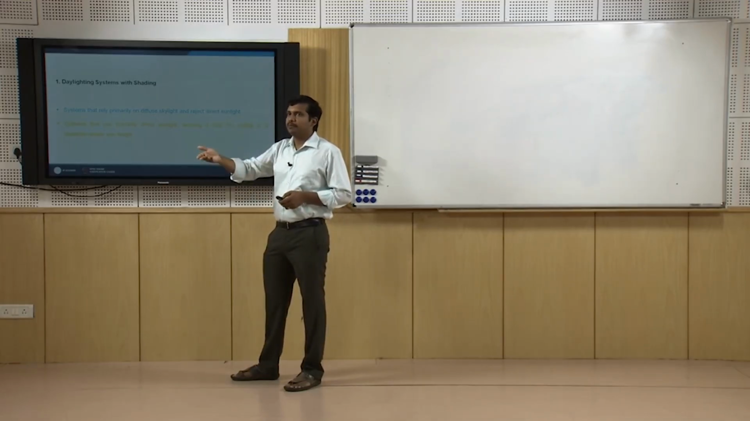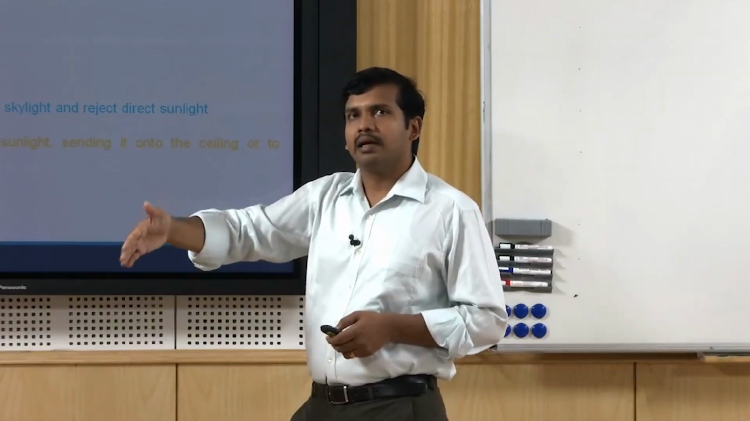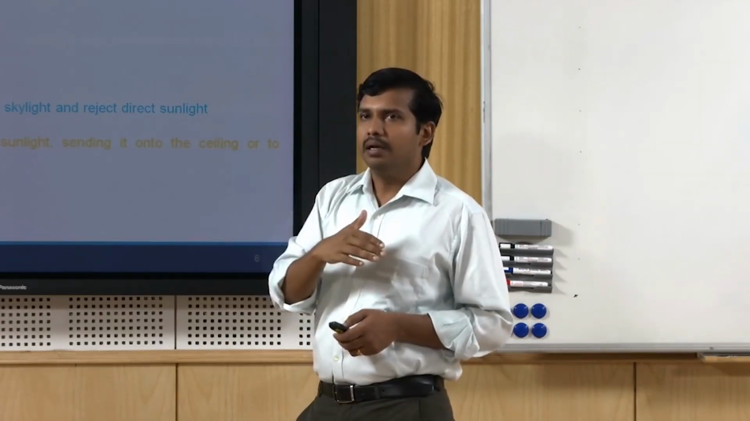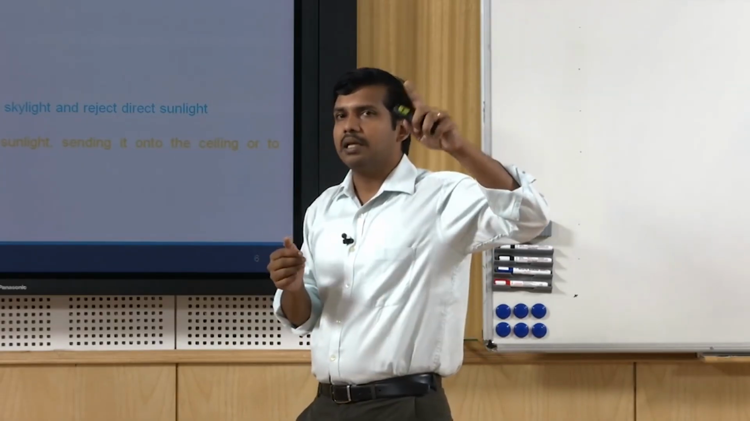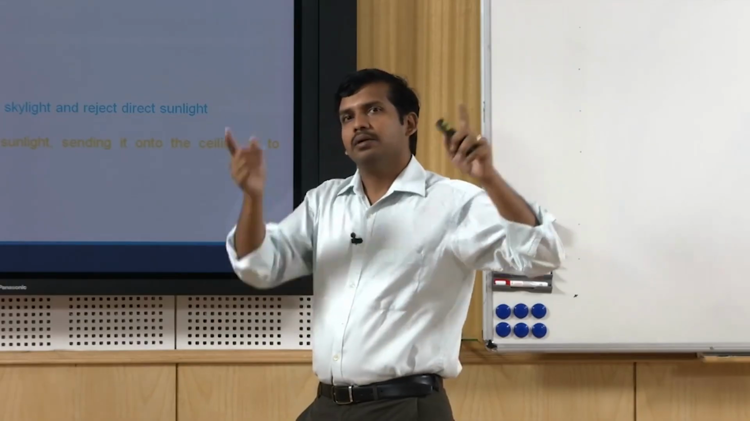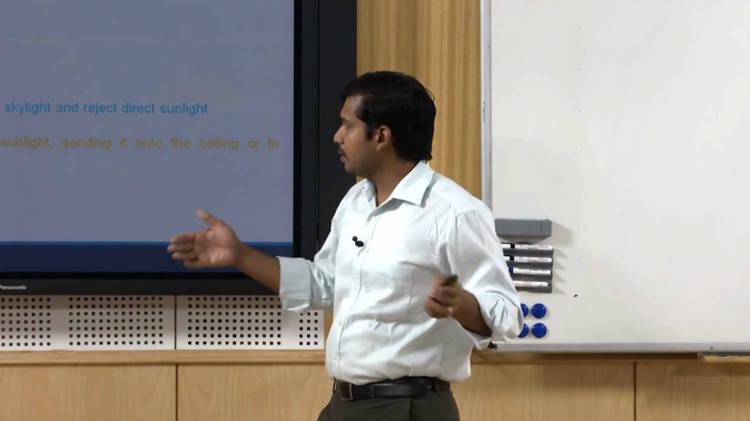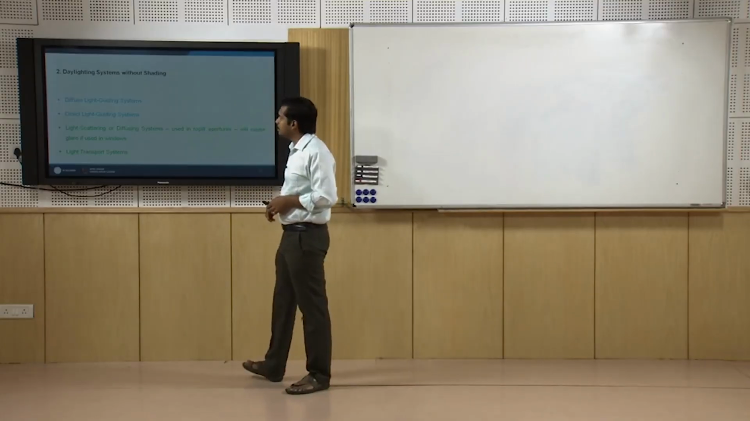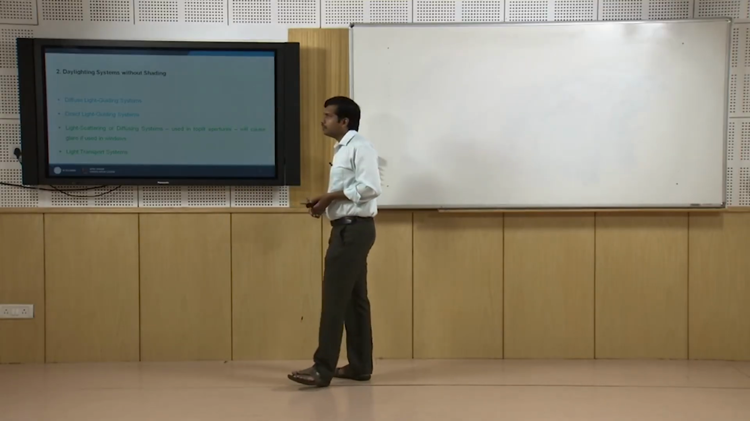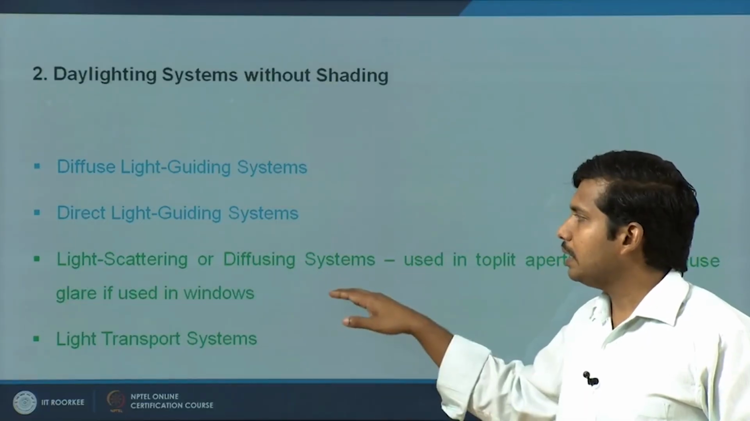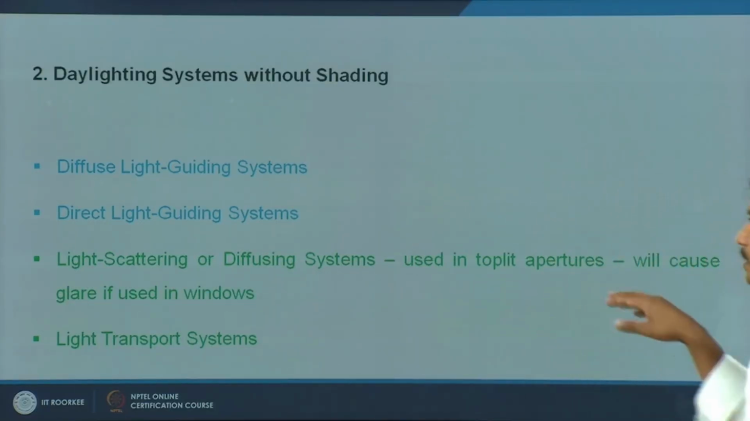There is a reflective part which is getting direct light and reflecting it into the ceiling. It is not allowing it to affect your eye level, whereas it is reflecting into the ceiling or the interiors of the building to get further re-reflection, to light the core part of your space. Second type is daylight system without shading. Here you have diffuse light guiding system and direct light guiding system. Third type is light scattering or diffusing system.